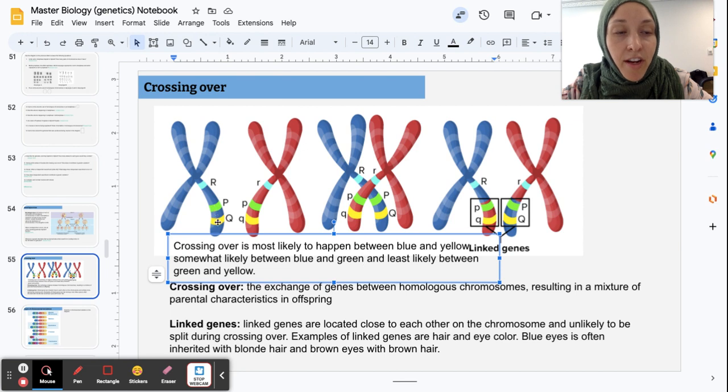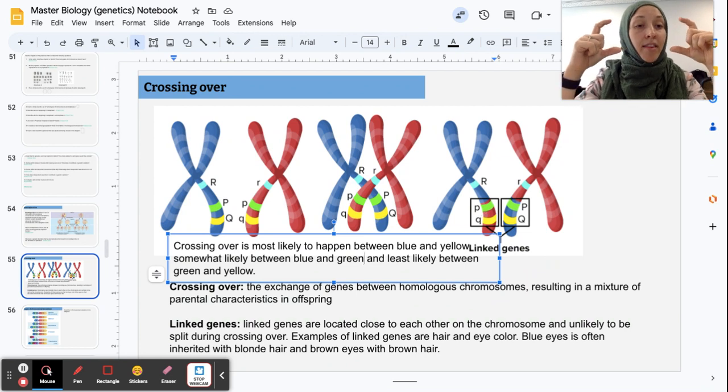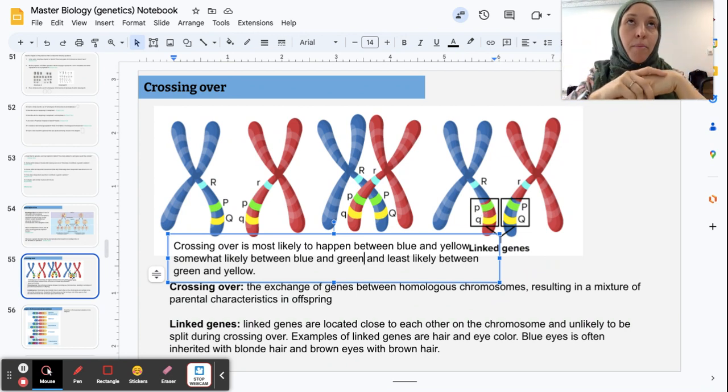So genes that are very close together are called linked genes because the alleles are likely inherited together. For example, if my maternal chromosome says blonde hair, blue eyes, and my paternal chromosome says brown hair, brown eyes, when I'm making my gametes, I'm probably either going to put the brown hair, brown eyes or the blue-eyed, blonde hair, okay? I'm probably not going to put blonde hair with brown eyes because crossing over and that shuffling of alleles is unlikely to happen between genes that are close together like eye color and hair color, okay?